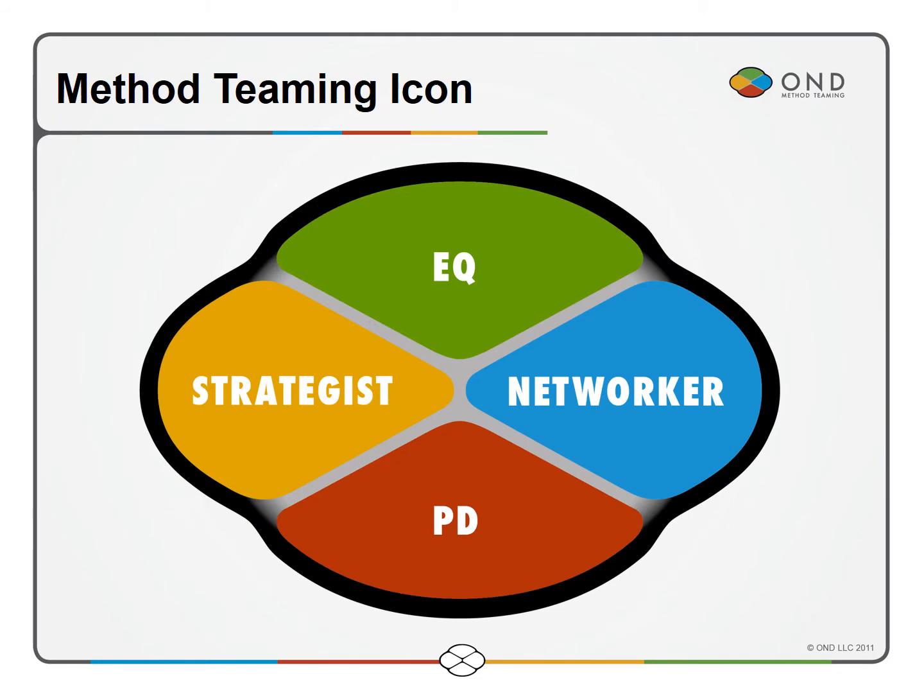This is the method teaming icon. It's here to communicate several things to you. Number one, that method teaming, as we said, is a language, but it is a very simple language. There are only 4 words in the language, and you're looking at the 4 words: EQ, PD, strategist, networker. If you have a fundamental understanding of these 4 words, then you can speak method teaming with anybody else in the organization.